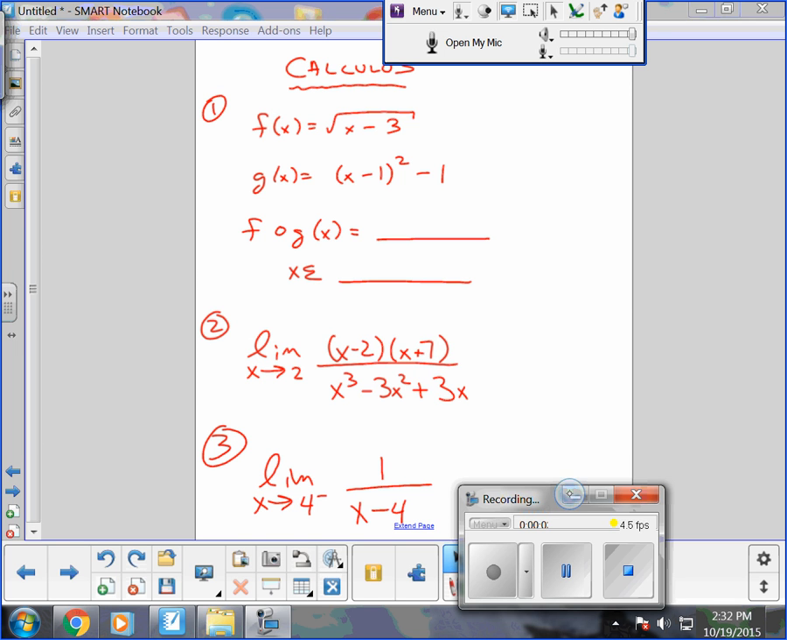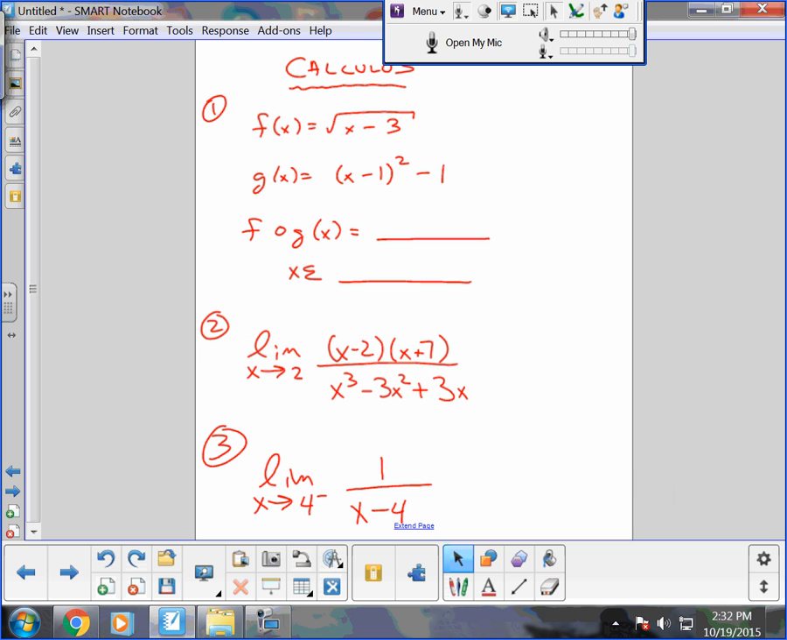Alright, so I have three problems here. The first one's function notation, the next two are limits. First one says f of x is a root function that's shifted to the right 3. The second one is a parabola that's shifted right 1, down 1. And it gives me f of g of x.